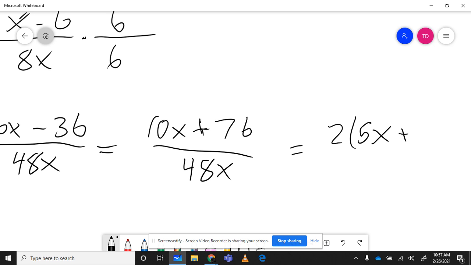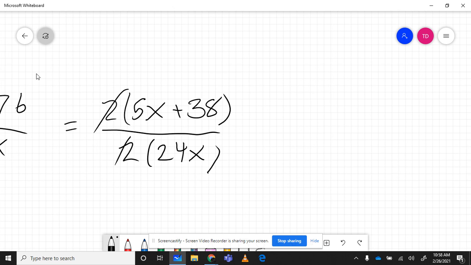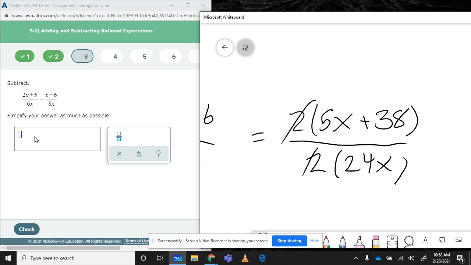So 76, that would be like 35 and 3, so I think 38. And down here, we would have 2 times 24x. I don't see what I'm going to pull out of these two numbers to get any further along. So I think my final answer should be 5x plus 38 over 24x.